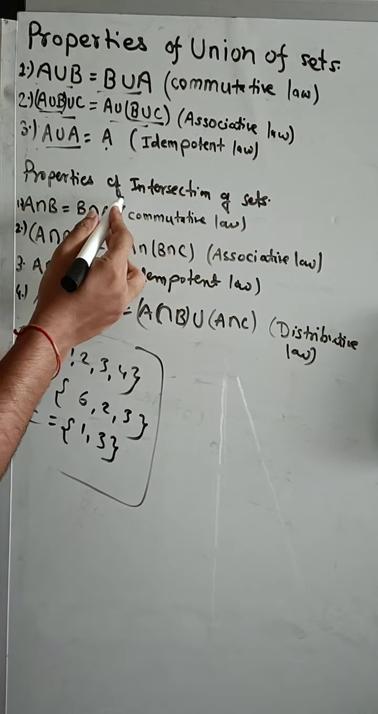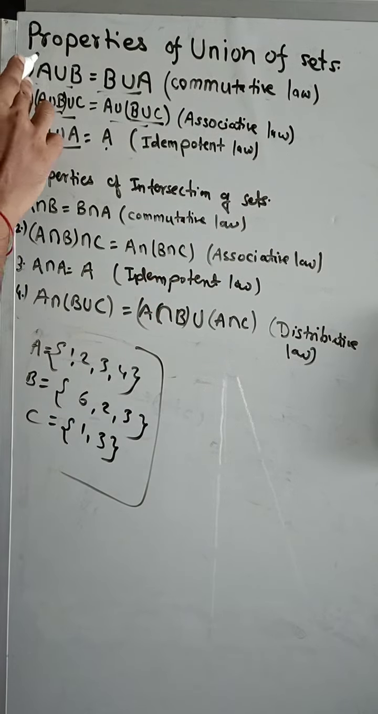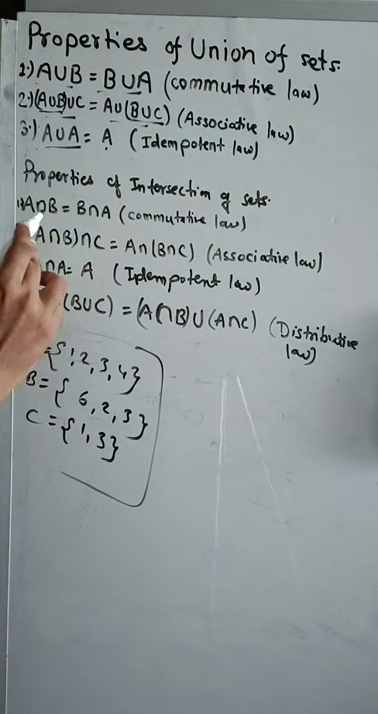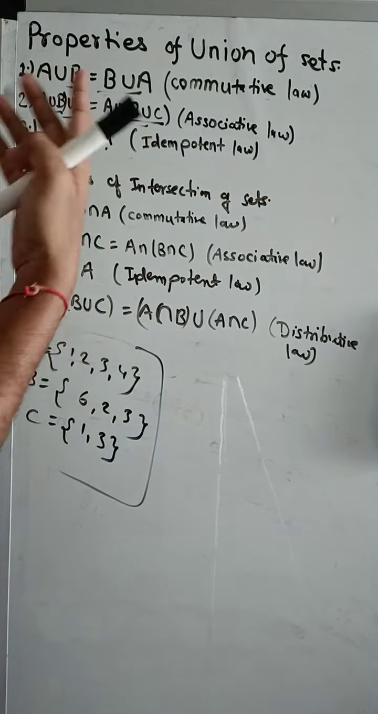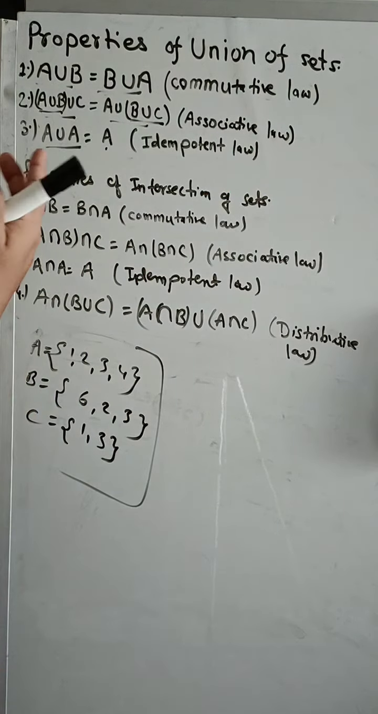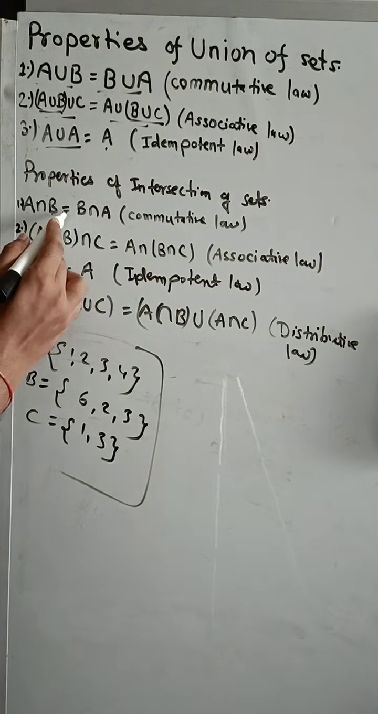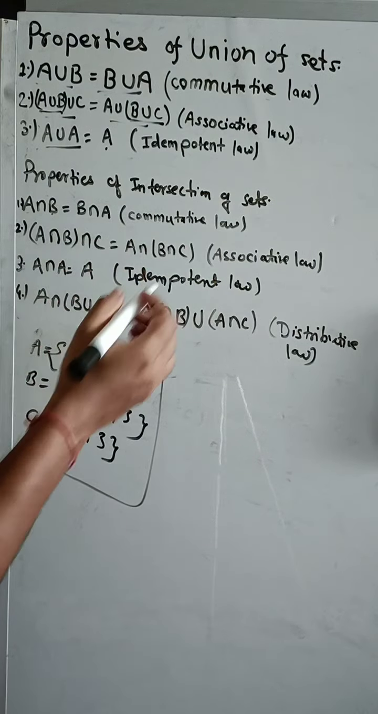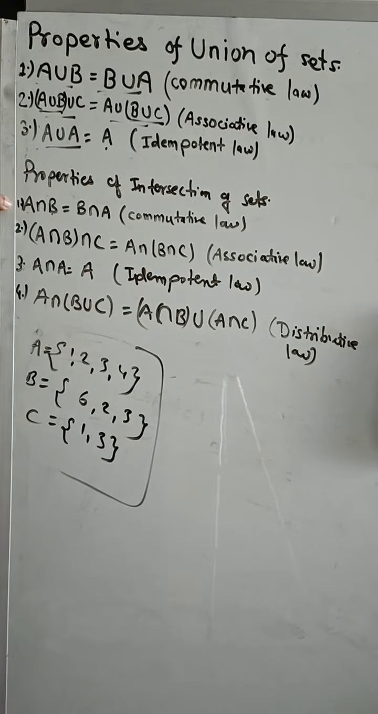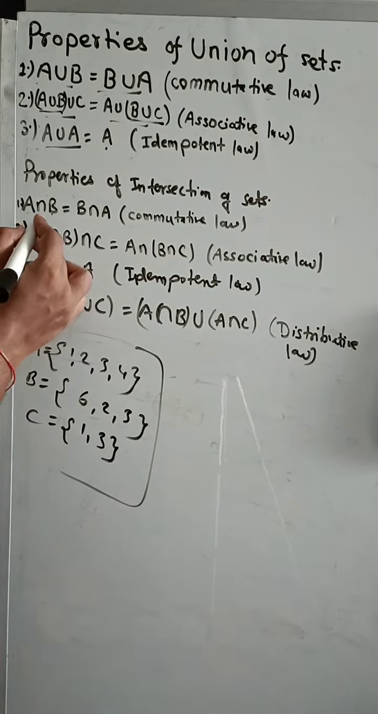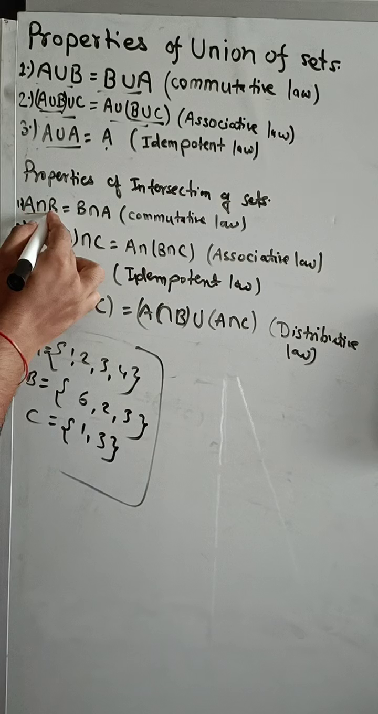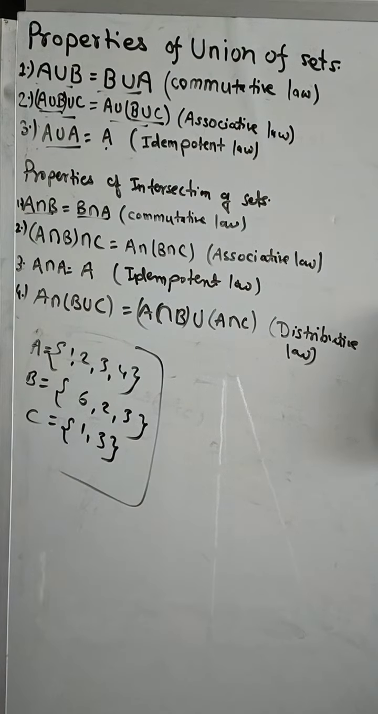Now properties of intersection of sets. Earlier we studied properties of union of sets. Now intersection of sets. Some of them are similar, some are not similar. Let's see. A intersection B equals B intersection A. Yeah, commutative law. Yes. A intersection B equals B intersection A. That means what is common in both. Whatever is common in this will be common in this definitely.